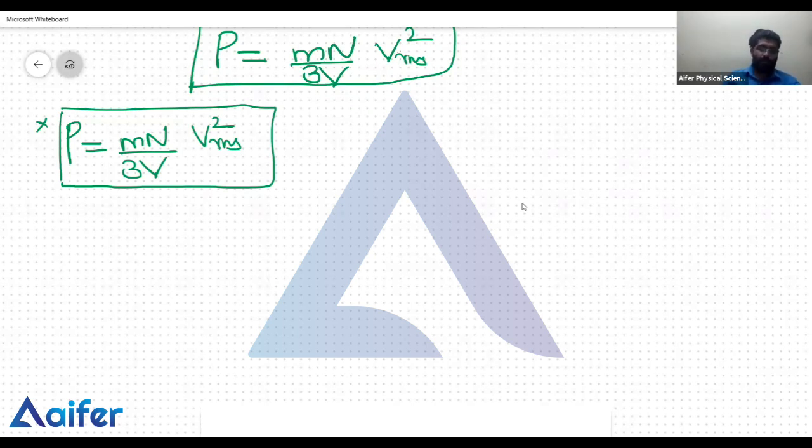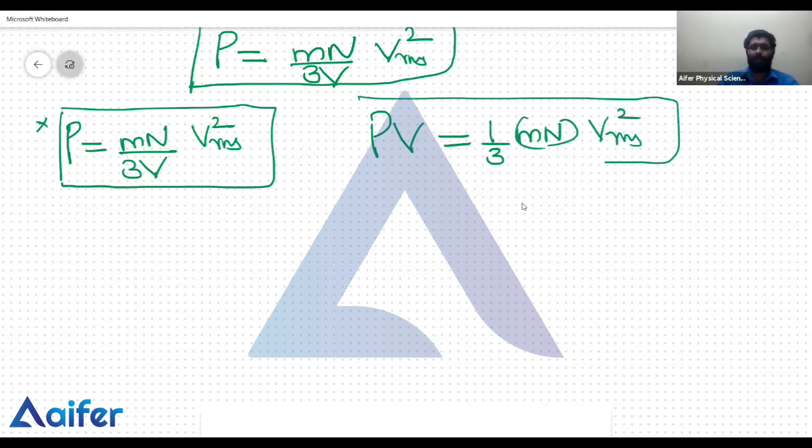Now, some statements we have to make about this. It is better to remember PV equal to 1 by 3 mN Vrms square. This is an easy form, and more easy to remember. PV equal to this. That's up to you, your choice. You can learn any one of these expressions by heart. Now some comments about this particular pressure.